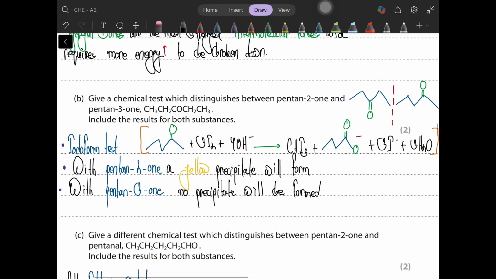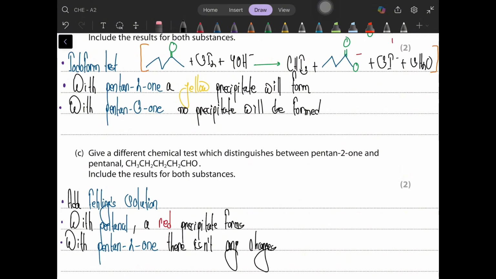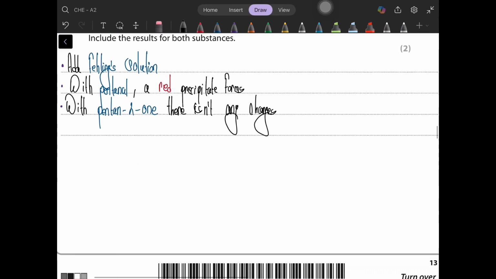Give a different chemical test that distinguishes between pentan-2-one and pentanal, right? For an aldehyde we can add Fehling's solution, and Fehling's solution is going to turn red, a red precipitate forms. With pentan-2-one, with ketones, there isn't going to be any change, right? This is a ketone and this is an alcohol, right? So let's just move on to the next question.